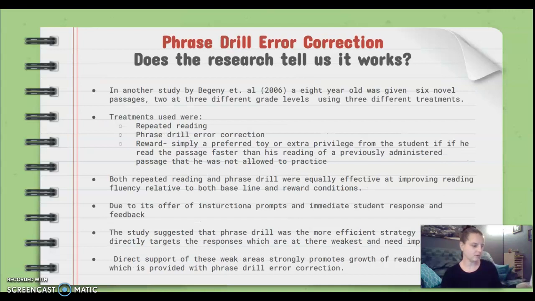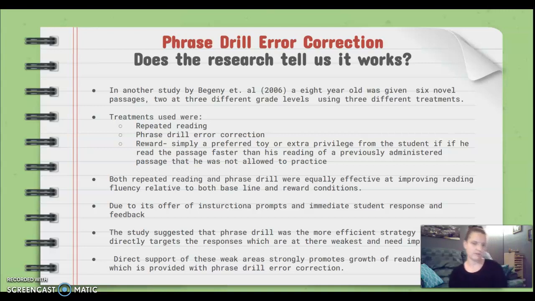Continuing with the research, there was another study done by Begeni et al., and they discussed the study of an 8-year-old who was given 6 novel passages to read, and two of the 3 were at different grade levels, and then they used different treatments. In this study, the treatments were repeated reading, the phrase drill error correction, and then there was a reward. This reward was simply an extra toy or extra privilege that the student would receive if they were doing better after they read the passage.